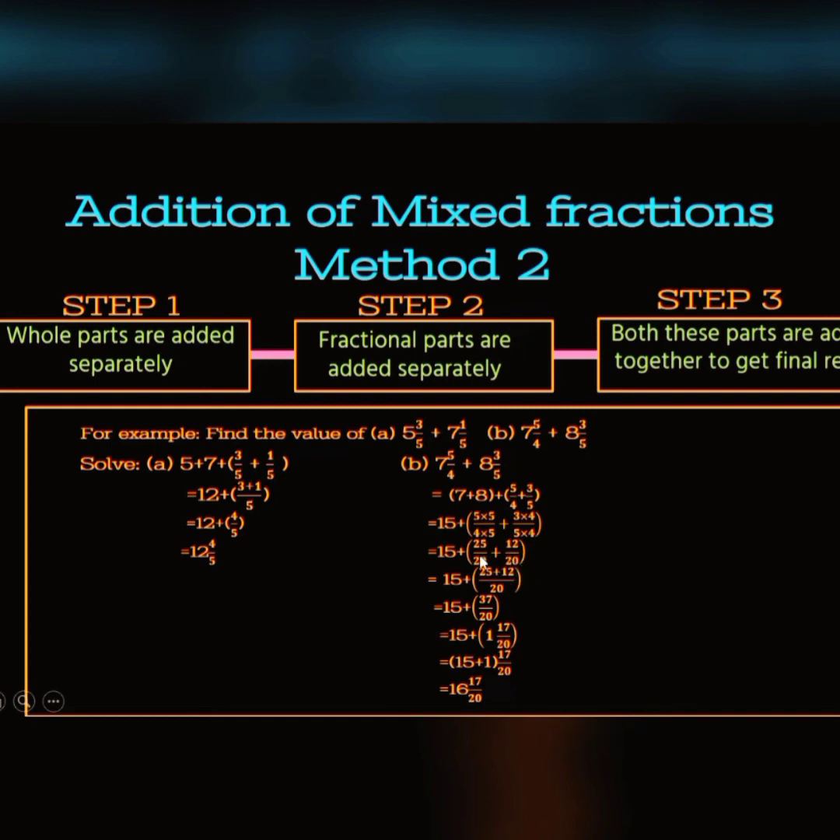Now we can check it. Both fractions have the same denominator. Now you need to add only the numerators. 25 plus 12 will be 37. And now it will be 37 upon 20. So your answer will be 15 plus 1 whole 17 upon 20 after converting into a mixed fraction. Now 15 plus 1 will be 16. So 16 whole 17 upon 20. This is the final answer of this question.